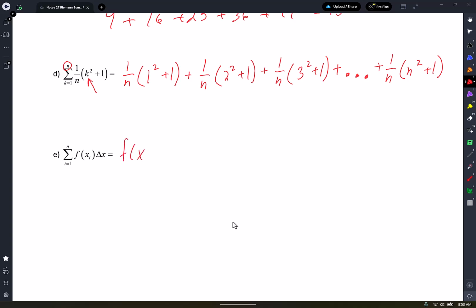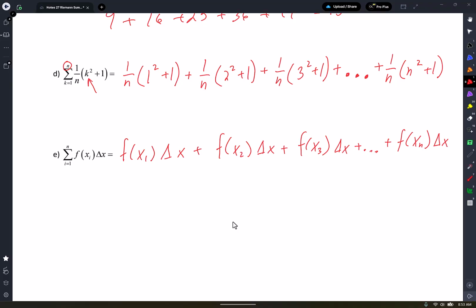f of x1, close it, delta x, plus f of x2, close it, delta x, plus f of x3, close it, delta x, plus dot, dot, dot, plus f of xn, close it, delta x.